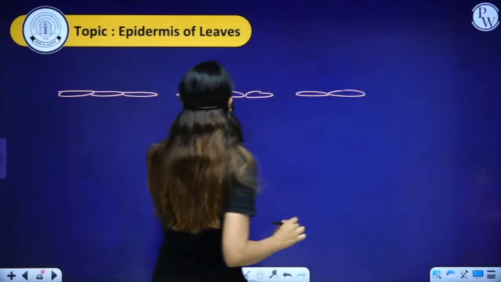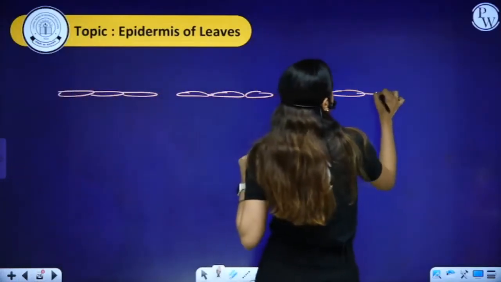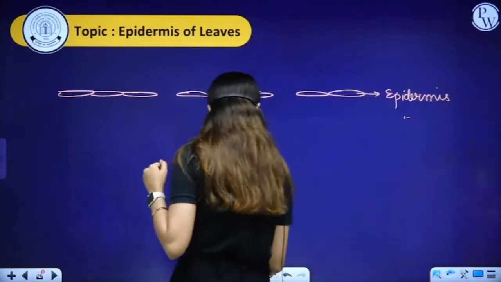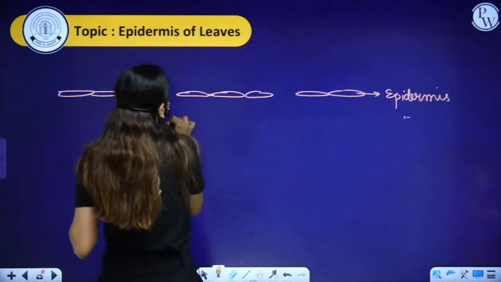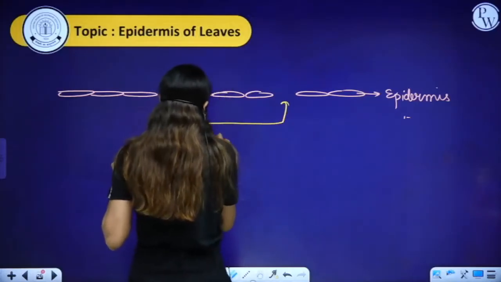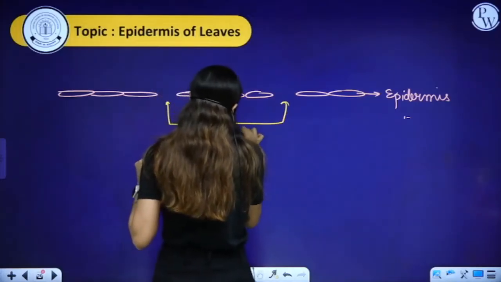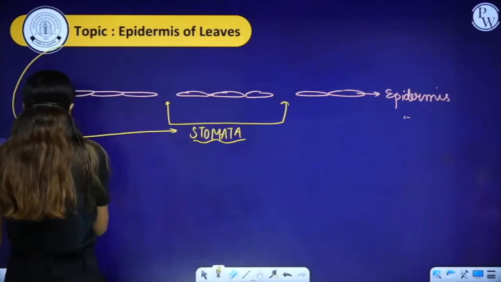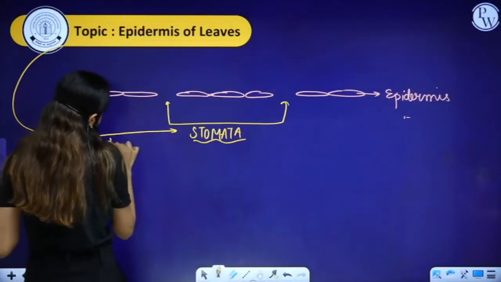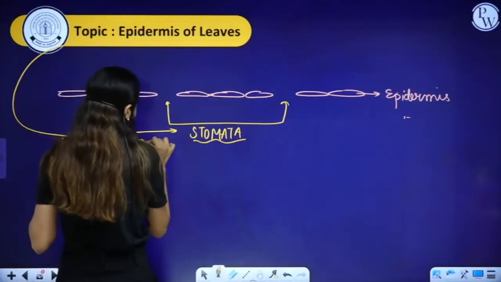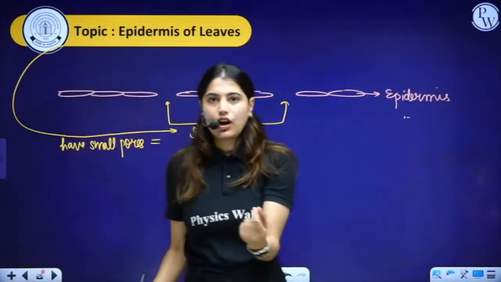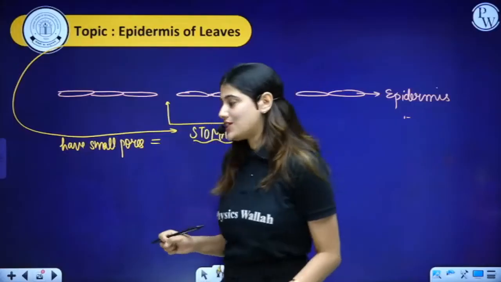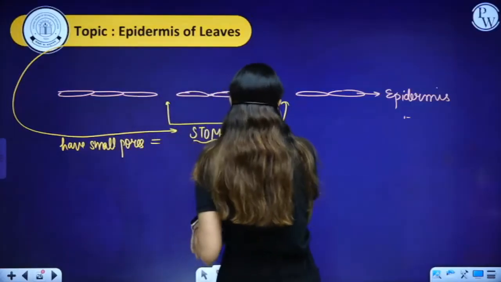So it will have small pores. This is the epidermis, and the epidermis is having pores, and those pores are called stomata. So within the epidermis of leaves, we have small pores called stomata. Now, what is the function of stomata? Obviously, through these pores, you can take in CO2 and release oxygen. That is, it will allow gaseous exchange.